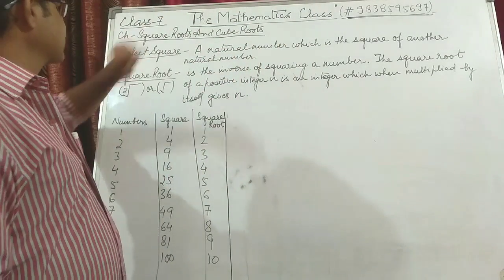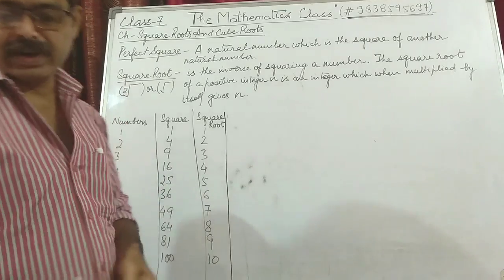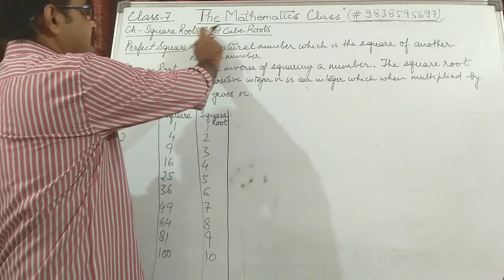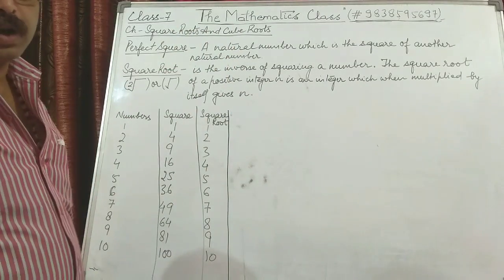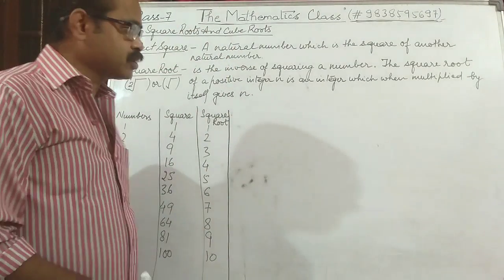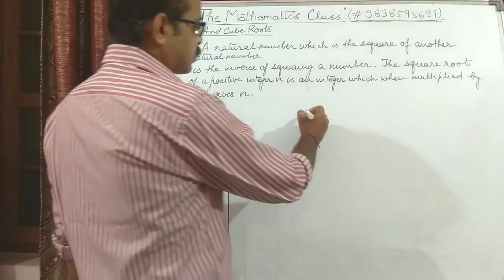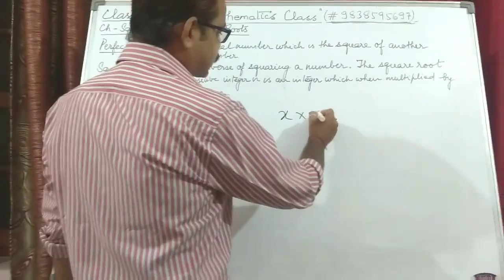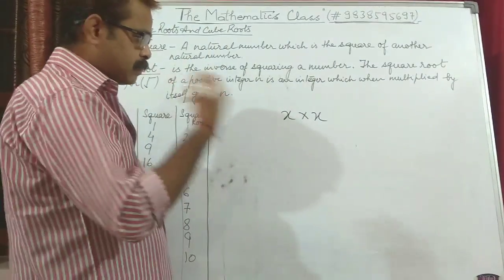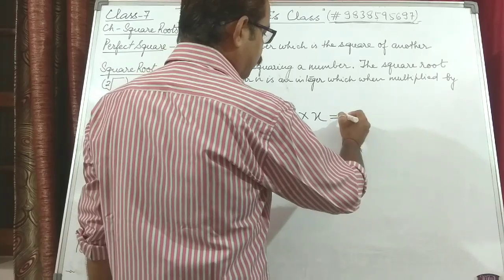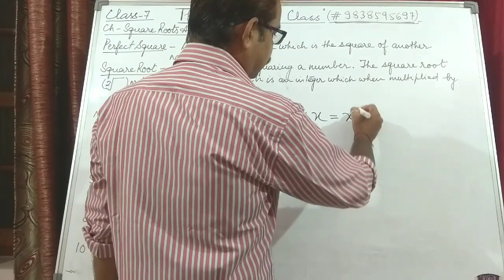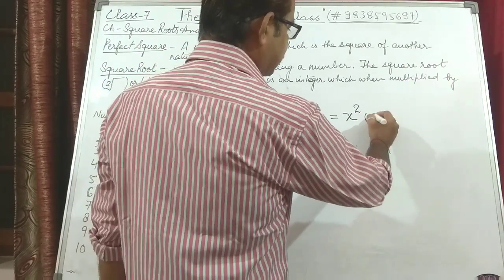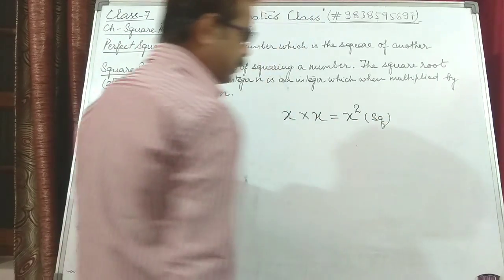This class is for class 7 and the chapter today that we are going to discuss is chapter 5, that is square roots and cube roots. First of all, what is the meaning of a square? A square means if a number is multiplied by itself, whatever product we get, this product will be x to the power 2. This is known as a square of a given number.